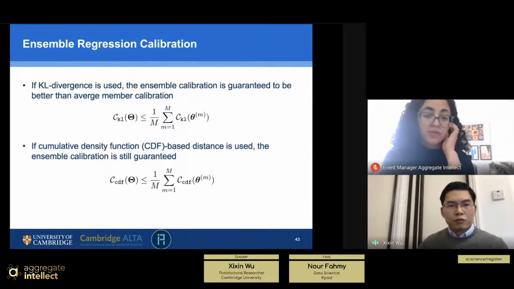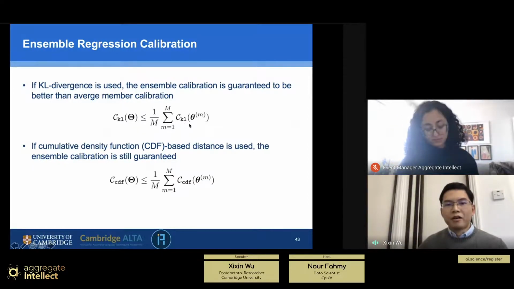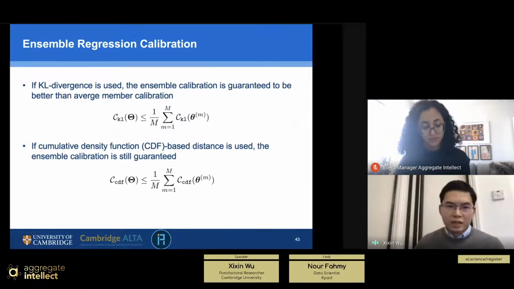So for the ensemble, if we still use the KL for the calibration loss, we can find that the ensemble calibration loss based on KL divergence is less than or equal to the mean of the members' KL divergence-based calibration loss. So this means that the ensemble calibration is always guaranteed to be better than the average member calibration if we choose to view the calibration loss based on KL divergence. Also, if we view the calibration loss based on the confidence function, we can also find that the ensemble calibration is guaranteed. I admit that I didn't show the detail of the derivation, but you can find it in our paper.